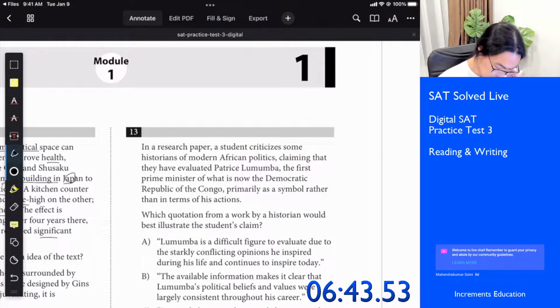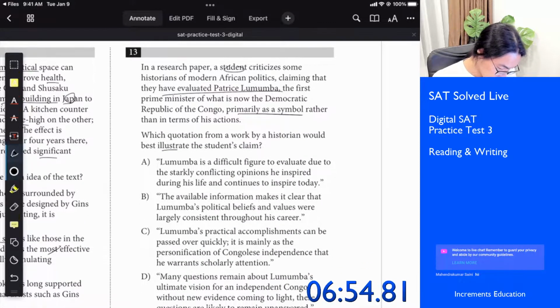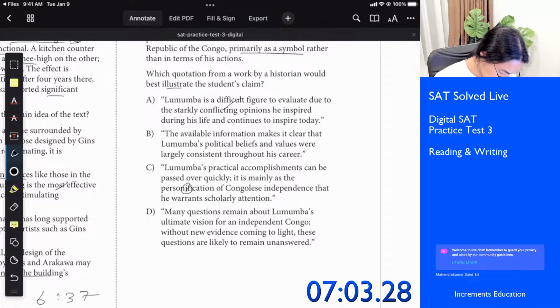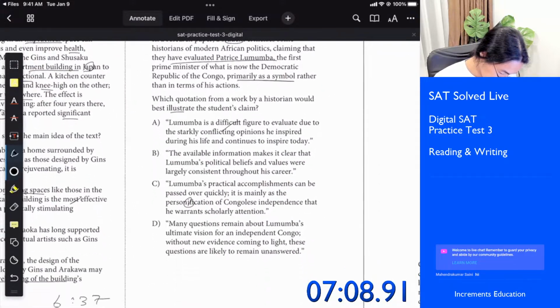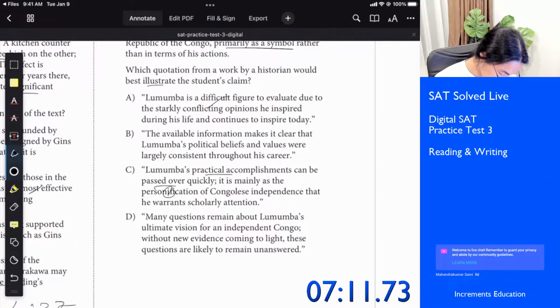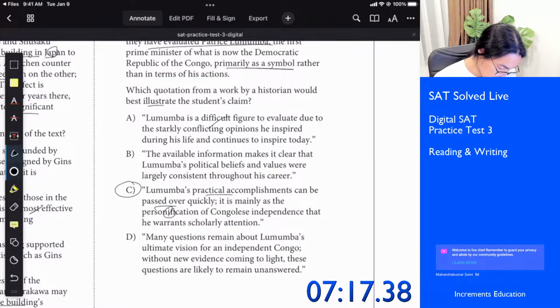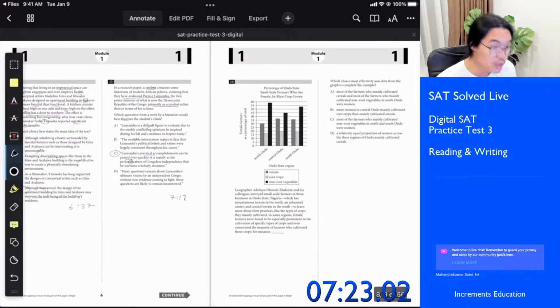In a research paper, criticizes, we're trying to illustrate that claim. A student criticizes historian claiming that they have evaluated Lubumba as a symbol. So we need a quotation about him being a symbol. Personification. Yeah, this is exactly that position. Okay, we're moving on.